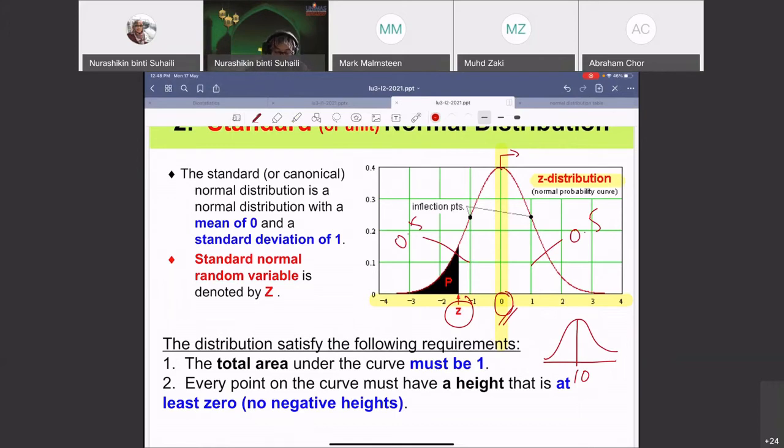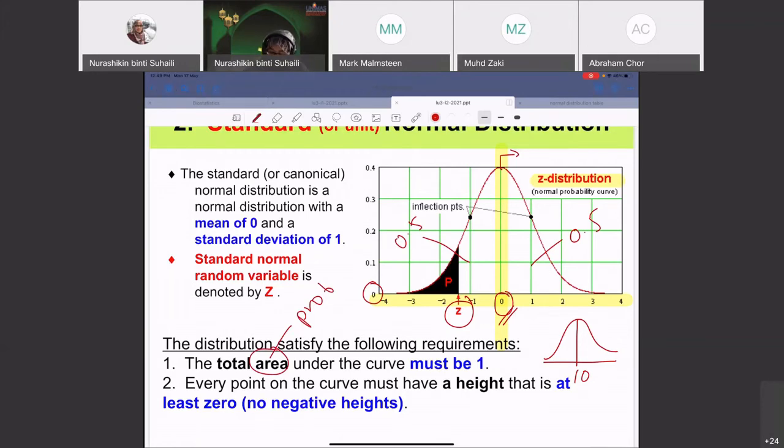Because the area is actually the probability. That's why, as I said before, the probability maximum must be 1. It cannot be more than 1. Every point must have a height that is at least 0, which means the y-axis should start with 0.